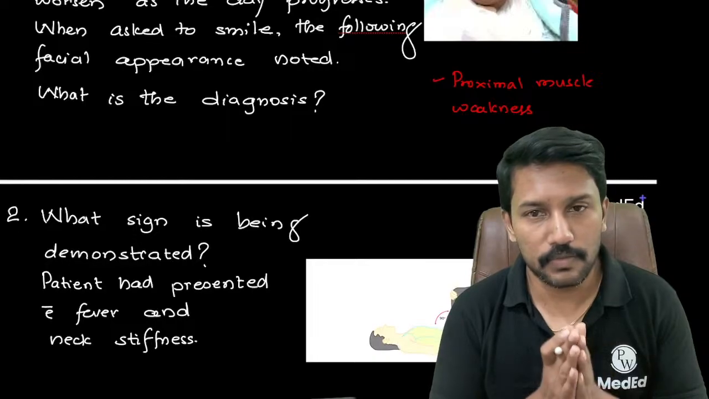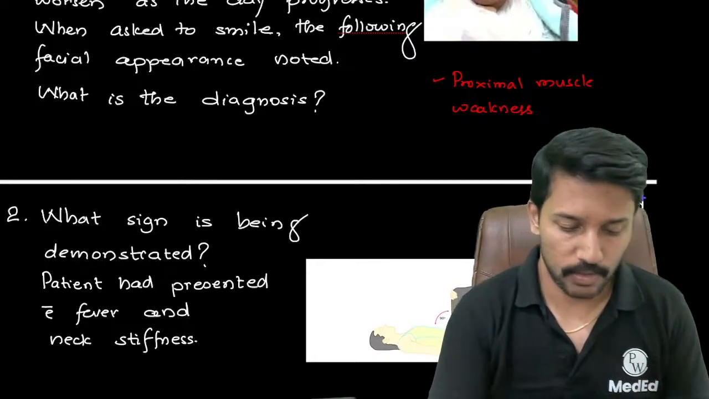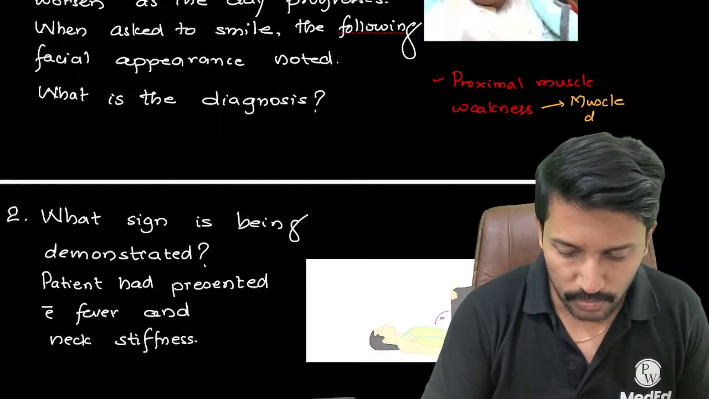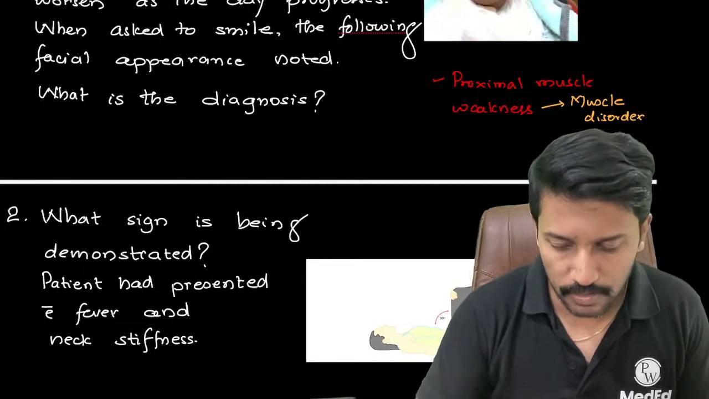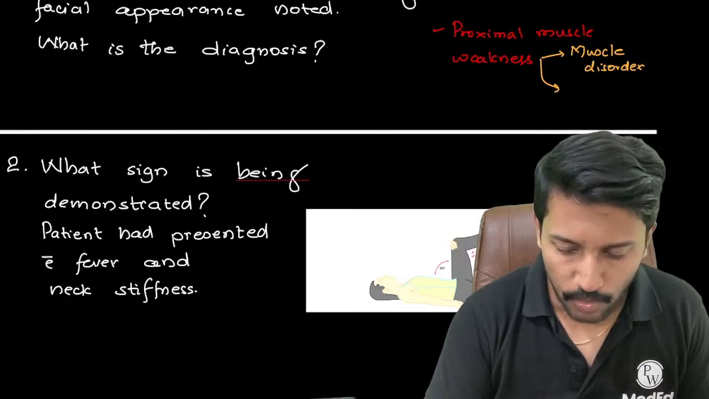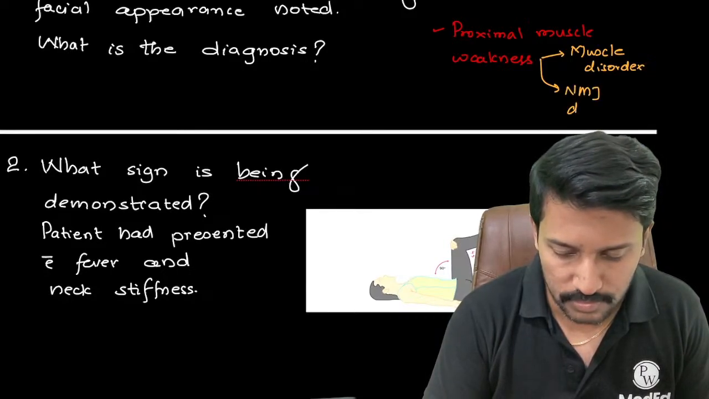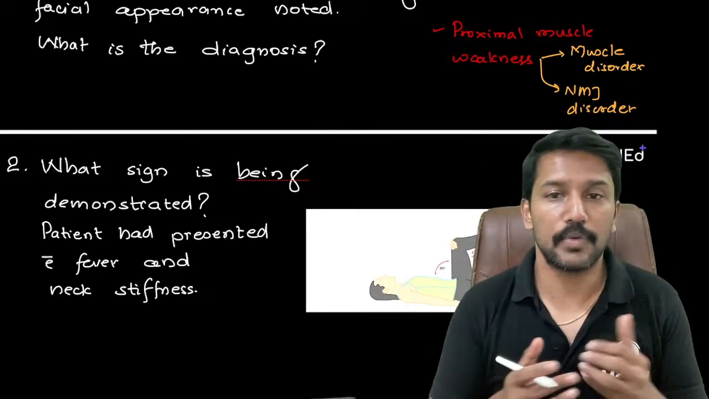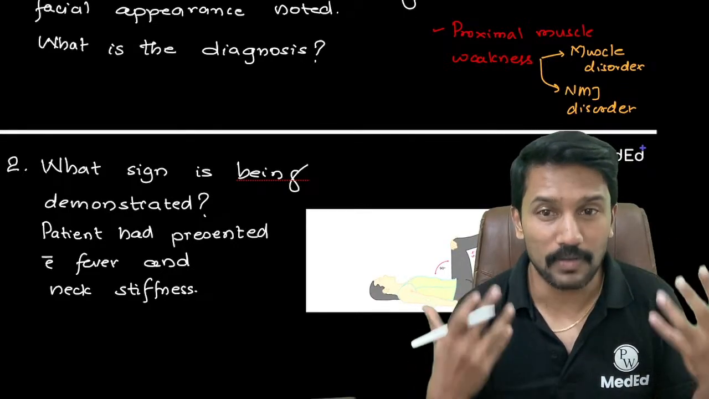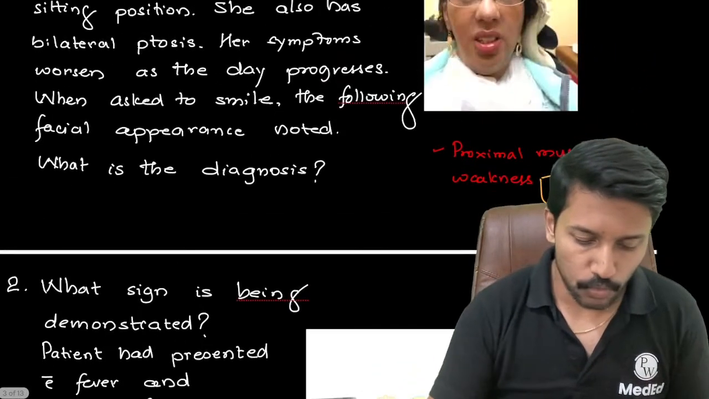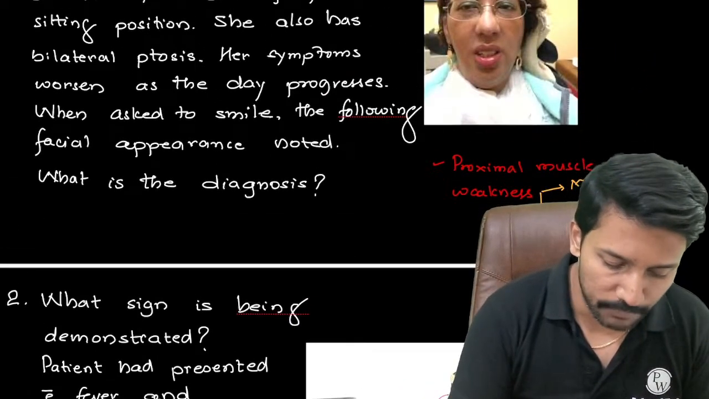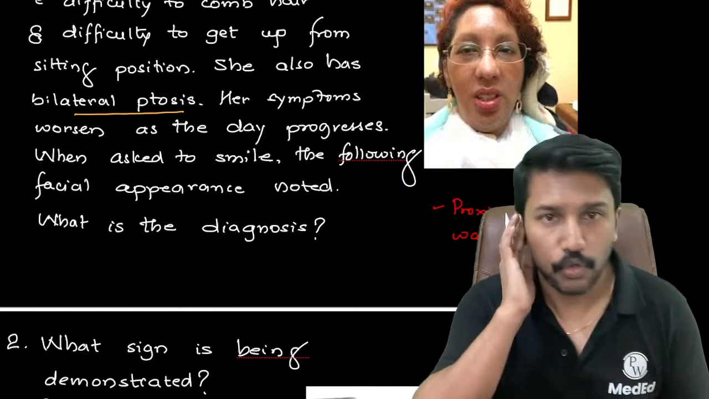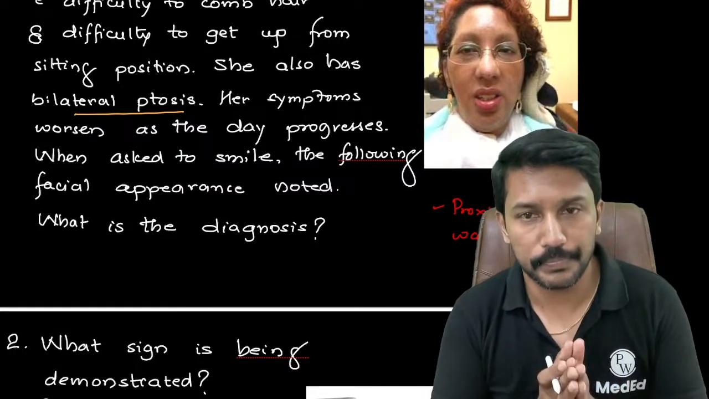And the second one is when you have the disorders of neuromuscular junction. So if I have a muscle disorder like muscular dystrophy or dermatomyositis, or if I have neuromuscular junction disorders like myasthenia gravis and Lambert-Eaton myasthenic syndrome, I can experience proximal muscle weakness. Now, as I look further into this question, we notice one important finding here. What is that? She has bilateral ptosis, right? Do we get ptosis in patients with the muscle disorders?